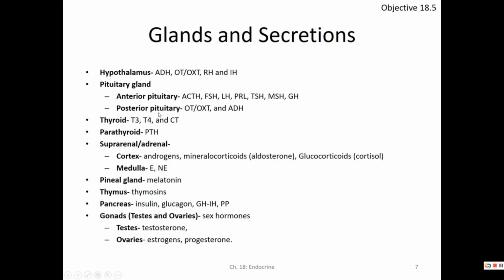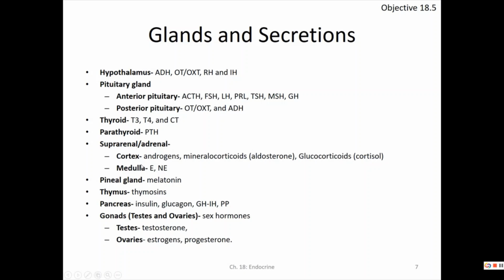Now, the thyroid, you will notice, has T in every one of them. T3, T4, CT. Thyroid hormone T3, T4. Okay? T3, triiodothyronine. T4, tetraiodothyronine. CT, calcitonin. So thyroid, T3, T4, CT. Parathyroid, very easy, makes PTH. That's parathyroid hormone.